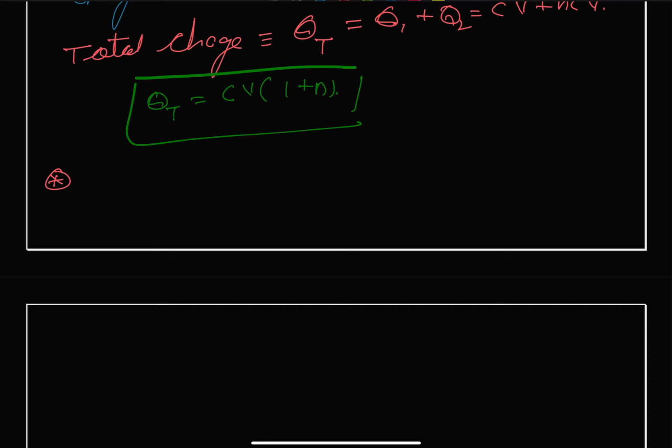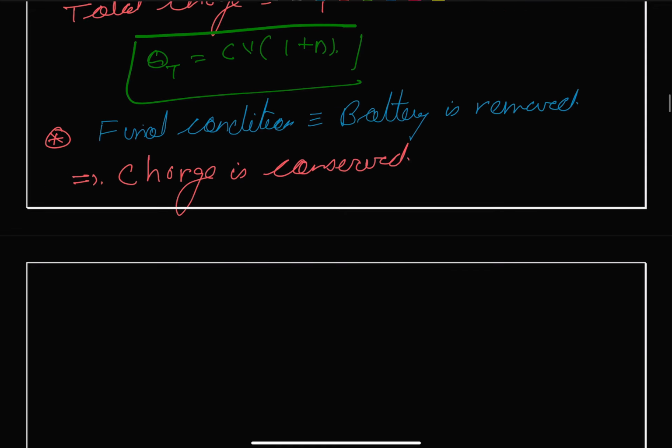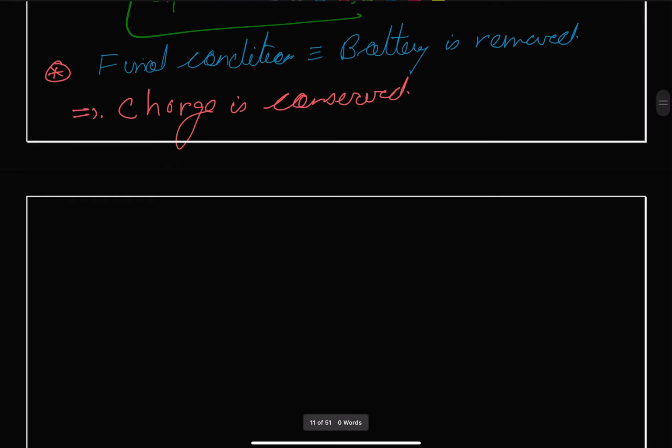Okay, so you can say final condition, which basically means battery is removed. So first thing will be that total charge is conserved. We can say charge is conserved. And new capacitance for the first one, that is C1.